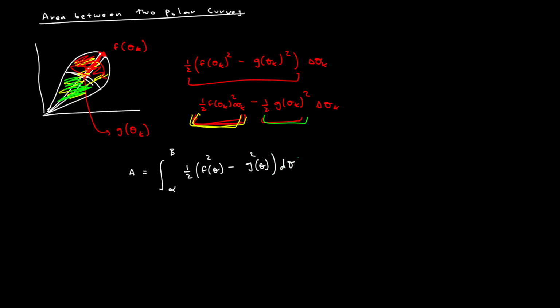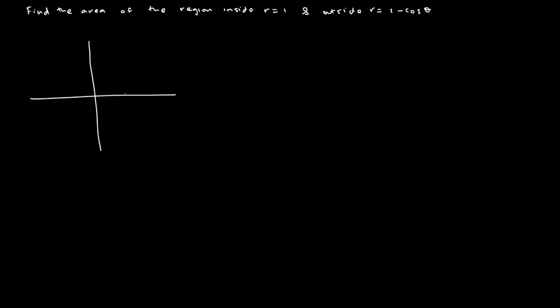So let's utilize this to solve a problem. And the problem is, find the area of the region inside r = 1 and outside r = 1 minus cosine theta. So let's draw out r = 1 since that's easier. That's just a circle. So we have a circle over here, and we want the area inside that region.